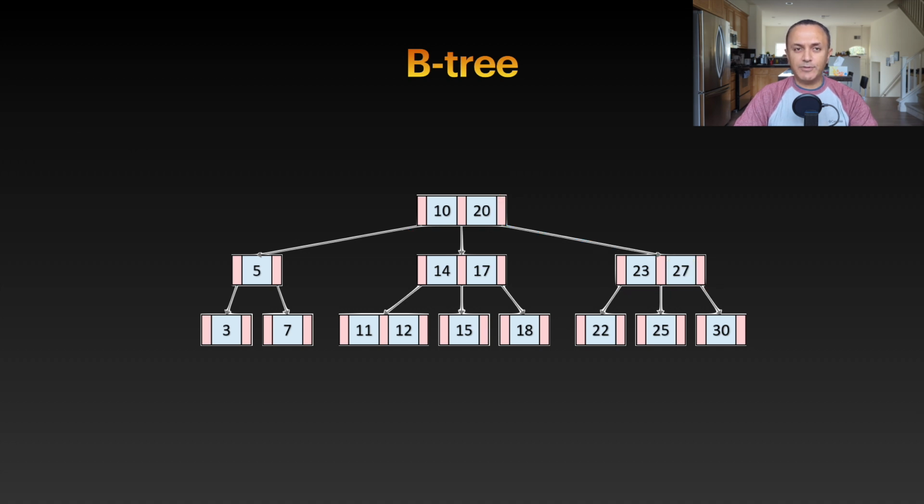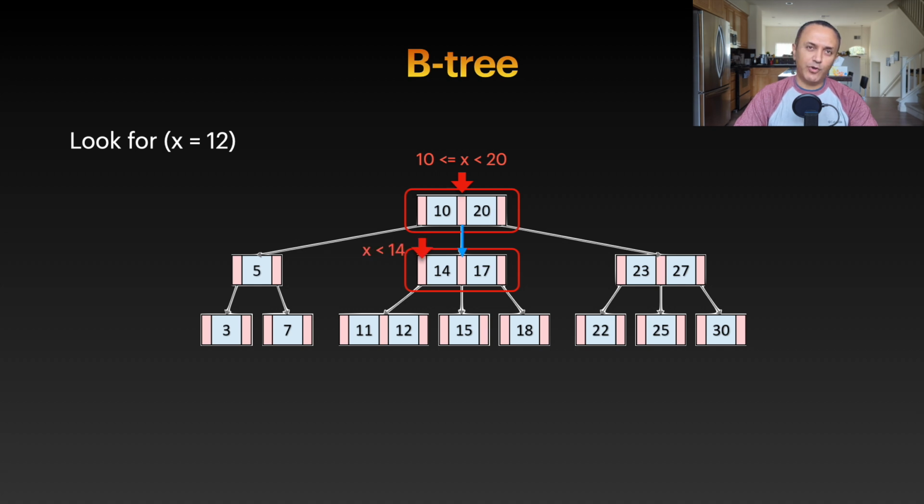Let's see another example. Now we're looking for 12. Again, starting from the root, we look, where is this? It's between 10 and 20. So we're going to look at the middle pointer, which will follow that to the next node. 12 is less than 14, so that's the first pointer in the next node. Goes to that one. So 12 is found here. So the maximum number of checks that we did in this case is 3. The maximum number of nodes that we visited is 3. So the search cost here is log n.